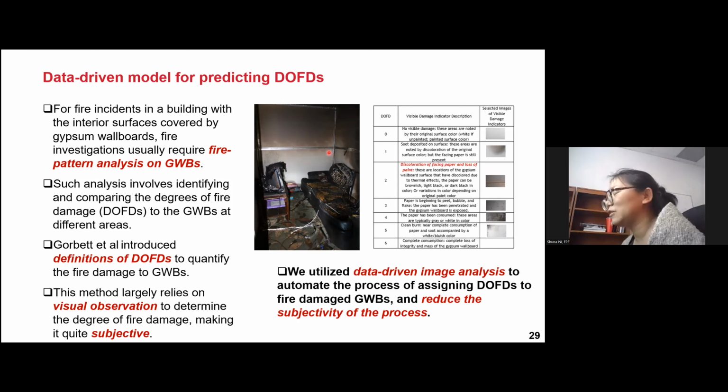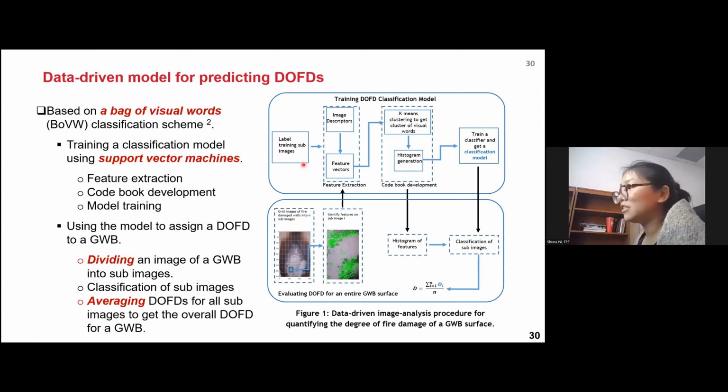So we did a lot of fire tests, collected the image data, and labeled the different damage levels. This is damage level 5, and this is damage level 0, and we collected a lot of data. Then we developed a data-driven model, and based on image analysis, the model can tell people directly what the damage level is. Let's assume this is damage level 3, and this is damage level 0, no damage. This is the methodology we used.